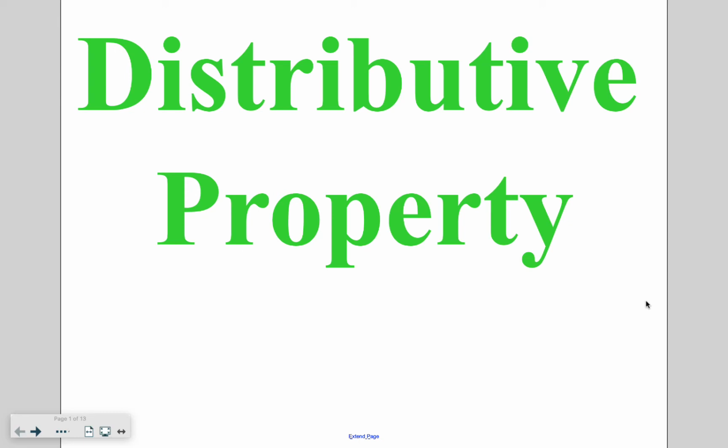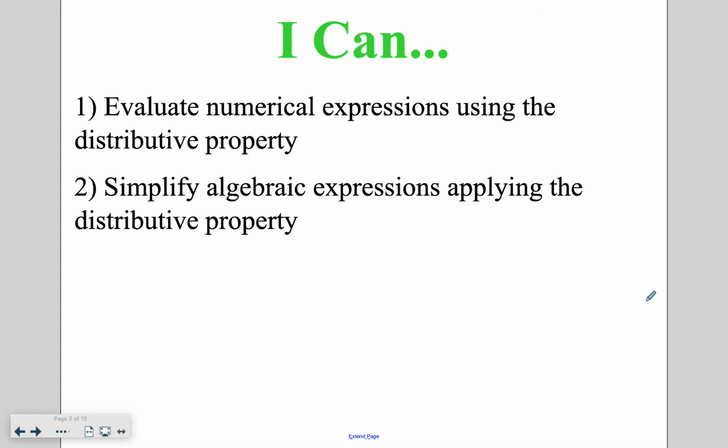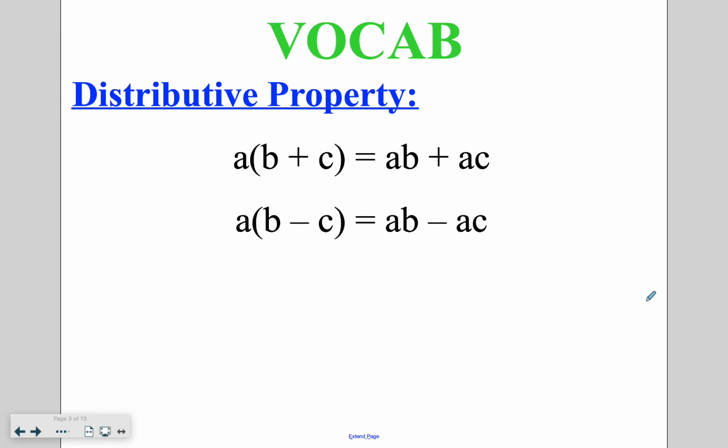Hello class, and welcome to today's algebra lesson, which is about the distributive property. By the end of today's lesson, you will be able to evaluate numerical expressions with the distributive property and simplify algebraic expressions with the distributive property. So we're going to start with what is the distributive property.